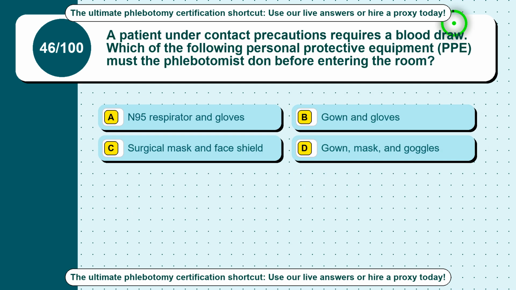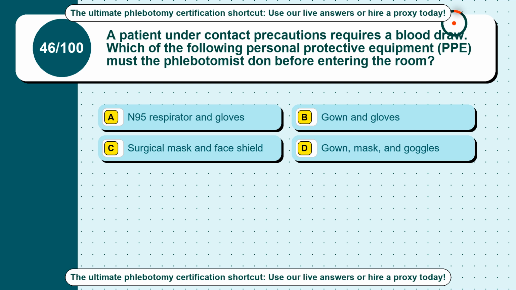Question 46. A patient under contact precautions requires a blood draw. Which of the following personal protective equipment, PPE, must the phlebotomist don before entering the room? Option A, N95 respirator and gloves. Option B, gown and gloves. Option C, surgical mask and face shield.